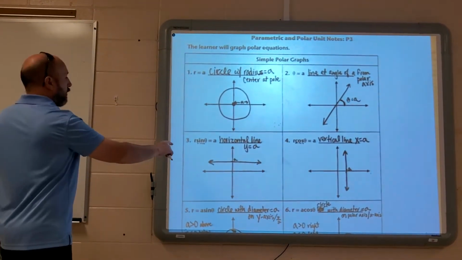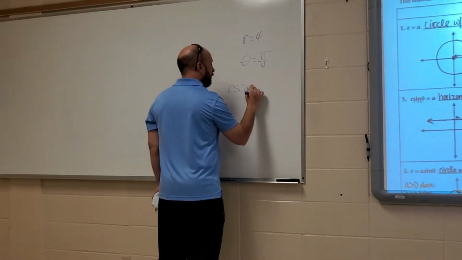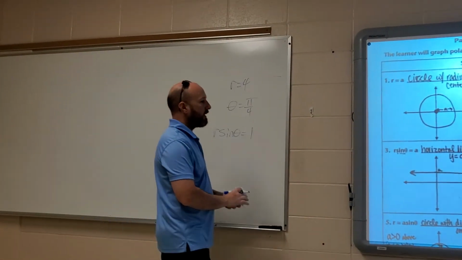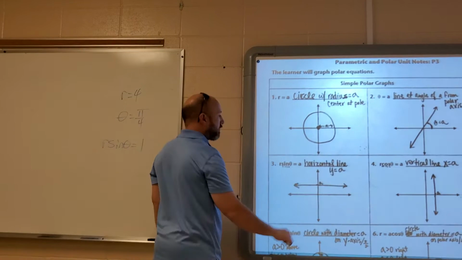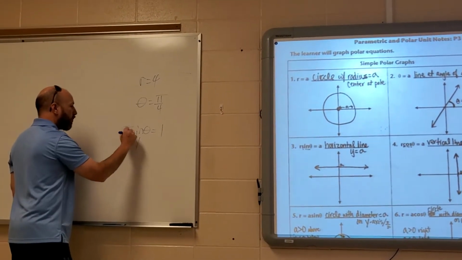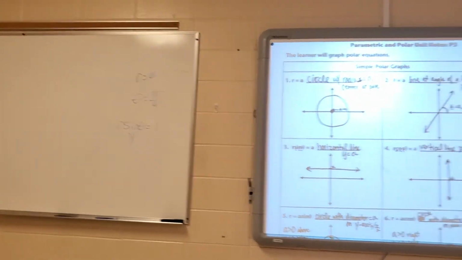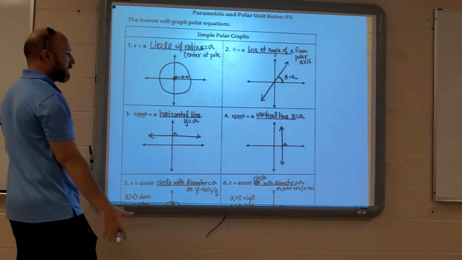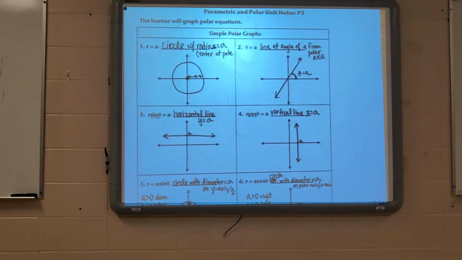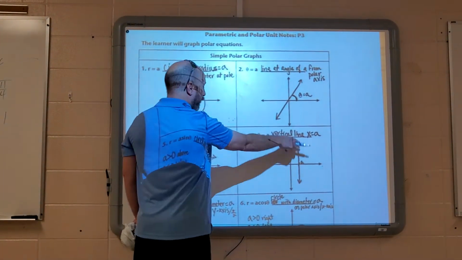Now if you have r sine theta equals some number, okay? Well, that's going to be a line at y equals 1, because r sine theta, remember, that's y. These are the same thing. And if you have r cosine theta, well, that's going to be a vertical line, because r cosine theta is just x. So it's like saying x equals 2. That'd be a vertical line at 2.